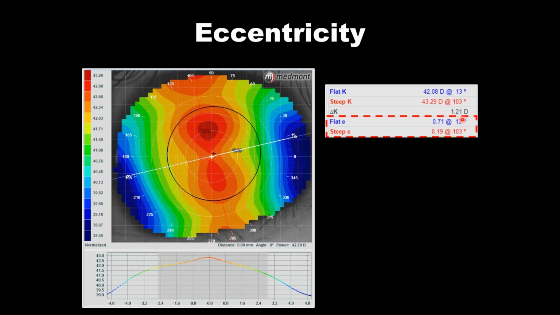But let's look at other indicators. We compare the eccentricity of the flat, 0.71 versus 0.19. When you see a big differential between the two e-values, that's telling you there's a big height differential in the periphery. So that might be indication we need a toric lens.